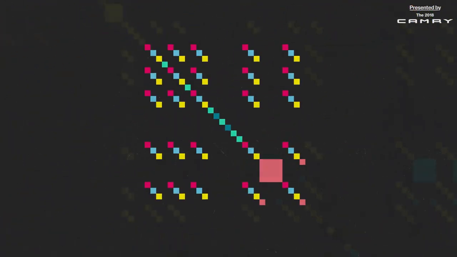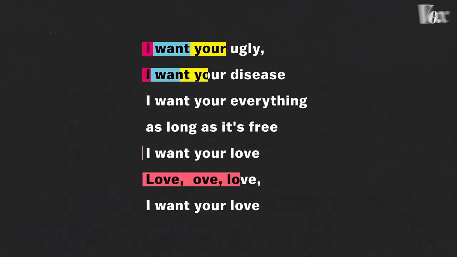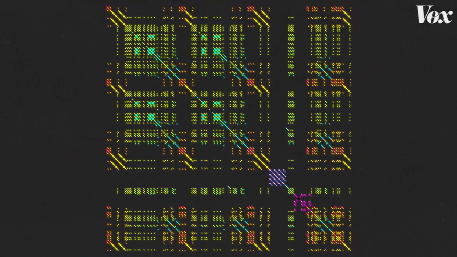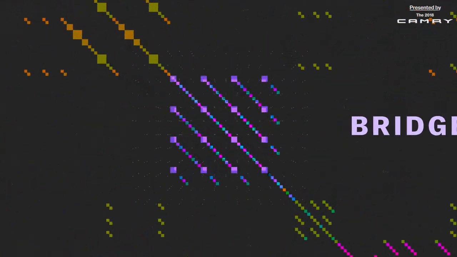Usually, verses aren't that repetitive. Here, they are. The only part of the song that falls into a traditional song structure is the bridge, and it really stands out. Still, though, it's highly repetitive.